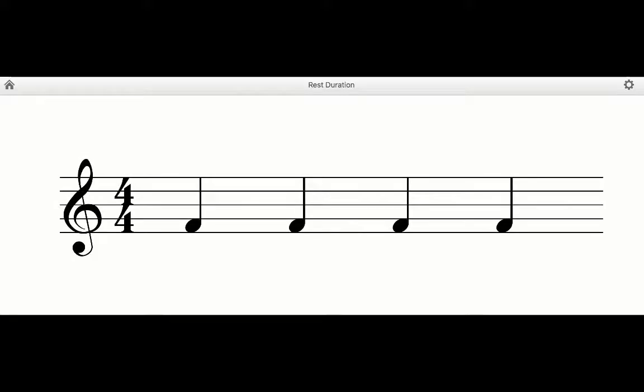To demonstrate this, let's fill a measure of 4/4 time with quarter notes. When we play, all 4 notes sound. Next, we will replace the second quarter note with a quarter rest. When we play the sounds, the second beat is now silent.